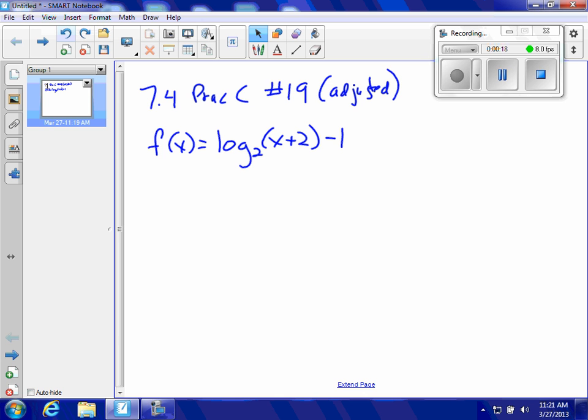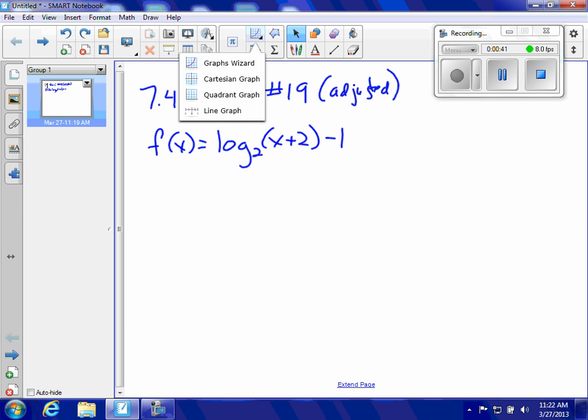But the question says to graph this, and I'm saying to start by graphing the parent function, label at least 3 points on the final graph, and identify the final graph with a particular color. Then I'm going to say state the domain and range. So let's start out by figuring out how to graph this thing. Graph wizard.